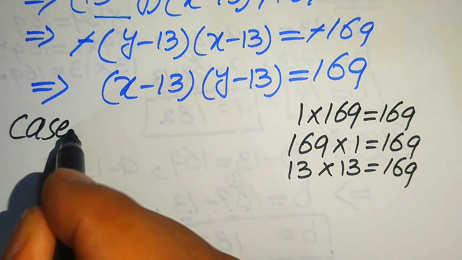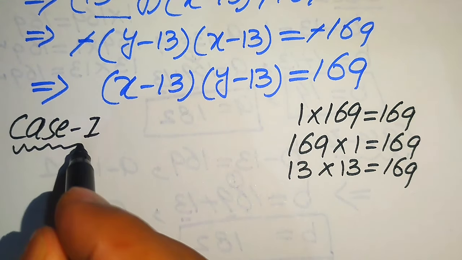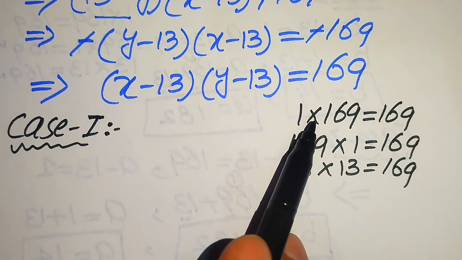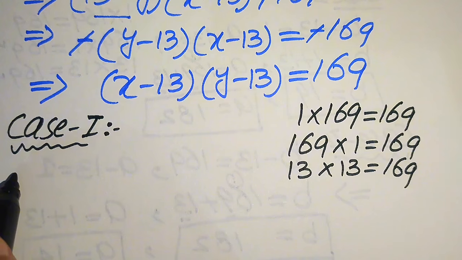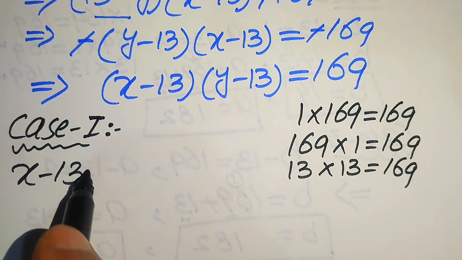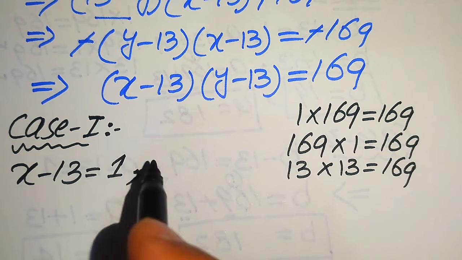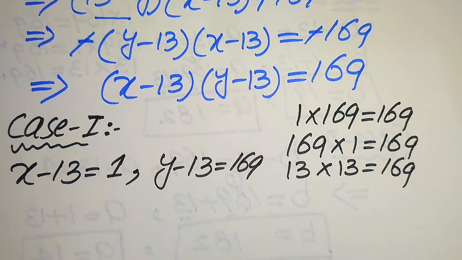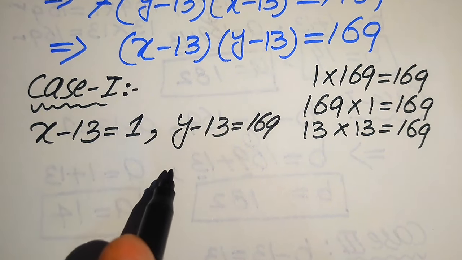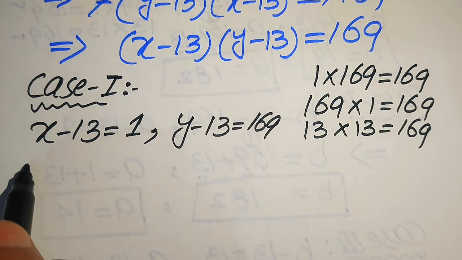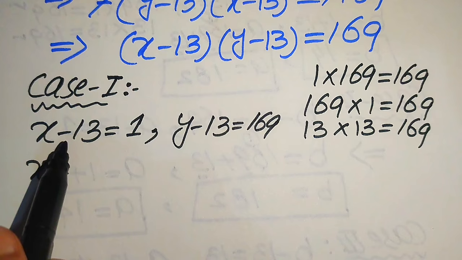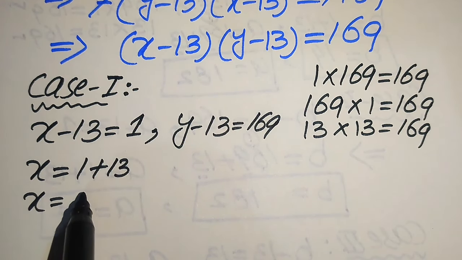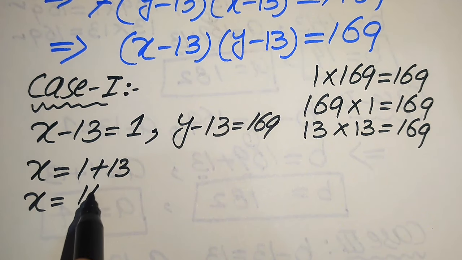So now we divide the further solution into three cases. The first case is we need to compare these two factors with the first two values, and when you compare these values, it will be written as x minus 13 equals 1 and y minus 13 equals 169. So from these two cases, first we find the values of x and y. Here you have x equals, we move this minus 13 to the right hand side and we get 1 plus 13, and you get here x equals 1 plus 13 equals 14.